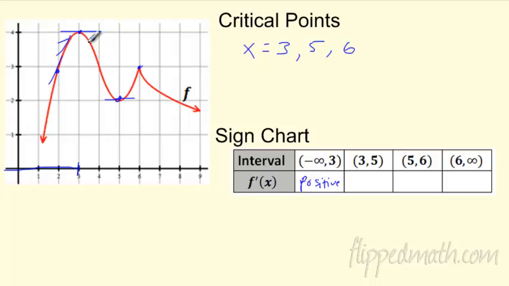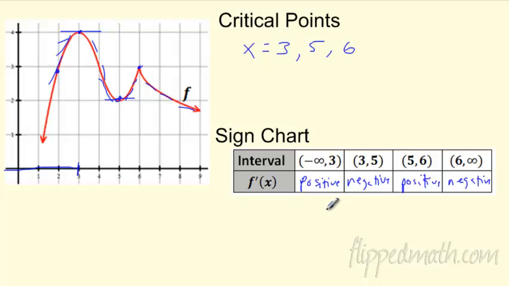What about from 3 to 5? The next interval from here to here, what's the slope of the tangent line? It is always going to be negative. So this is negative. And how about from 5 to 6? It goes back up, the slope of the tangent line is positive. And then from 6 on right here, the slope of the tangent line is always what? Always negative. So we're going to look at the derivative to find these changes from positive to negative.